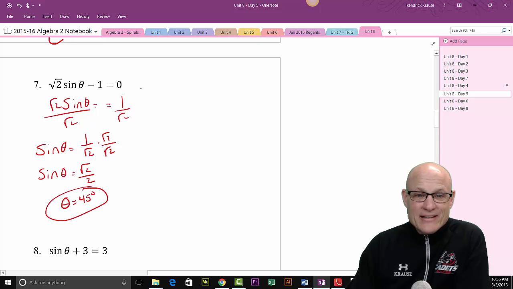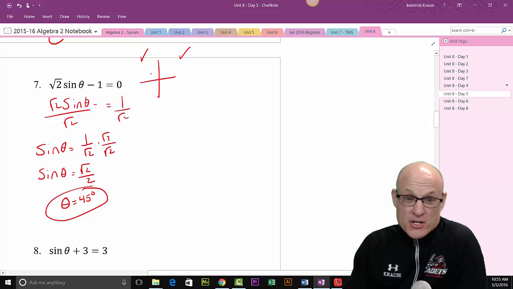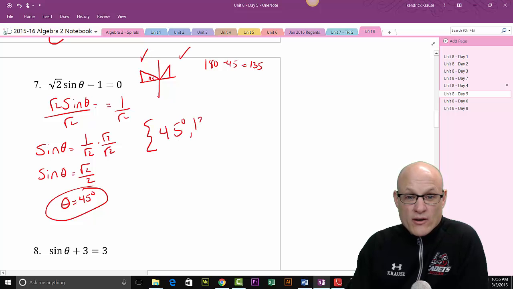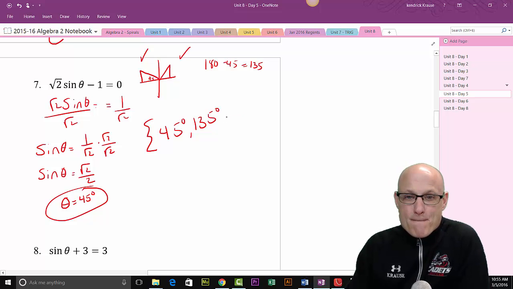Wait a second. Sine is positive in the first quadrant and the second quadrant. So remember, when you get these, they usually come in pairs. So yeah, we're going to talk about the 45 degree angle in the first quadrant, but we also have to talk about the 45 degree angle in the second quadrant. And then I take 180 and I subtract 45, I get 135. So my two answers to this problem are 45 and 135. So remember, we're going to be looking for angles in multiple quadrants. So you're going to have to do a little bit more work.